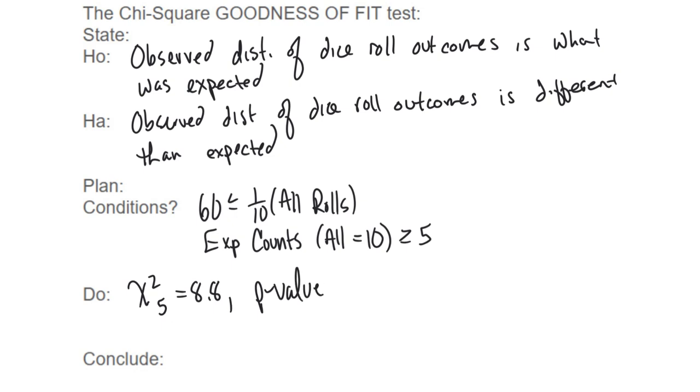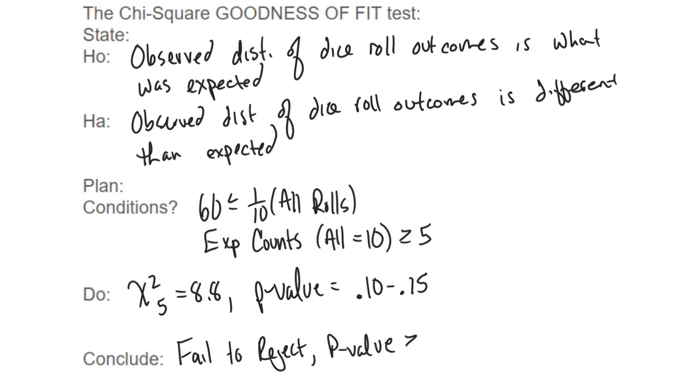We set our chi-square statistic with 5 degrees of freedom was 8.8, and therefore our p-value was somewhere between 0.1 and 0.15. And no matter what significance level we've ever talked about, that would lead us to fail to reject, because the p-value is larger than, I'll use, 0.05. So we don't have enough evidence that the dice isn't fair.